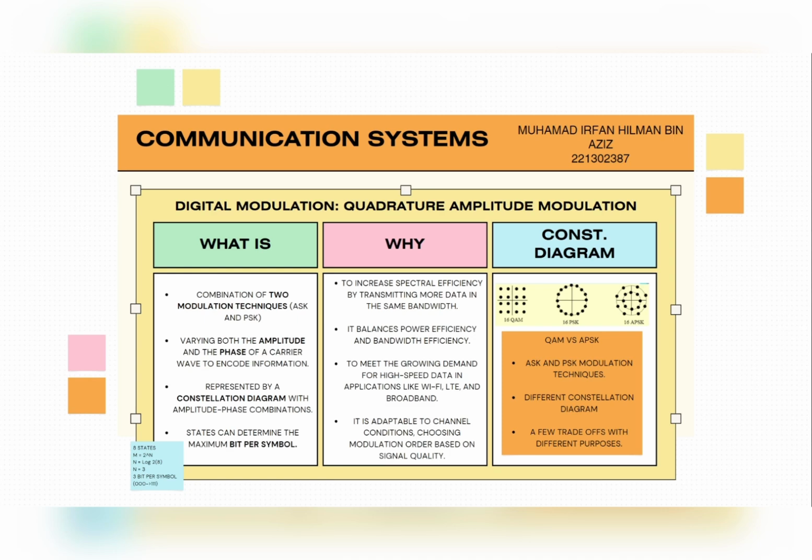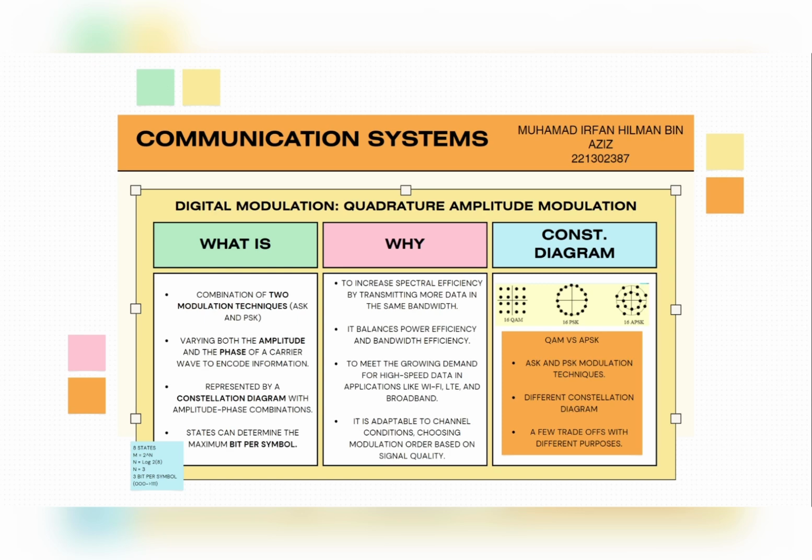Then why do we need QAM actually? We need QAM to increase the spectral efficiency by transmitting more data in the same bandwidth. Other than that, we can also balance the power efficiency and bandwidth efficiency. We can also meet the growing demand for high-speed data in applications like Wi-Fi, LTE, and broadband. And the last one is that it is adaptable to channel conditions, choosing the modulation order based on signal quality.